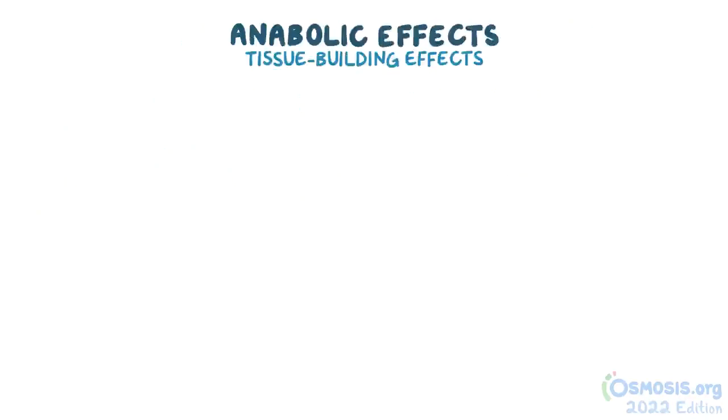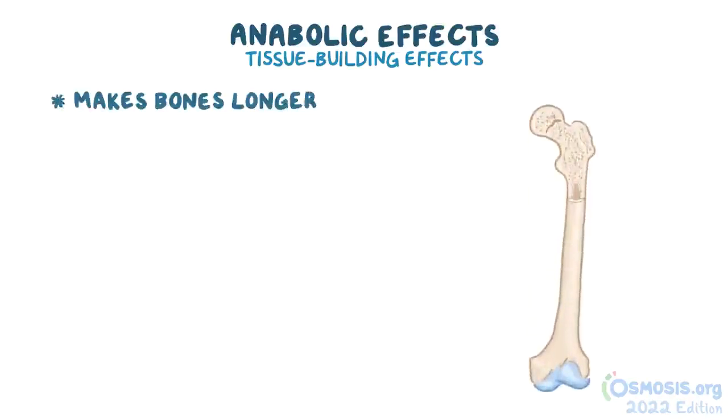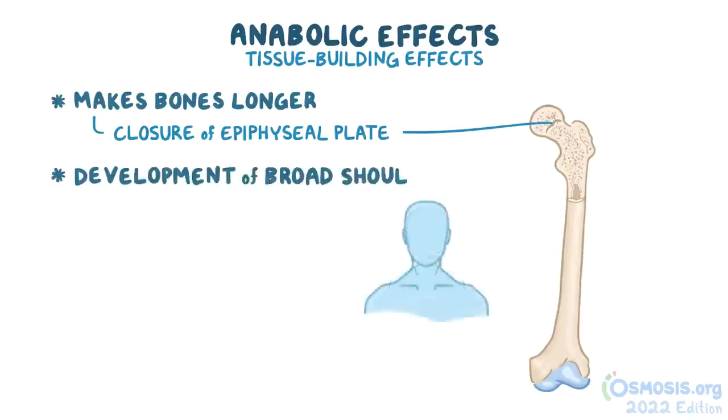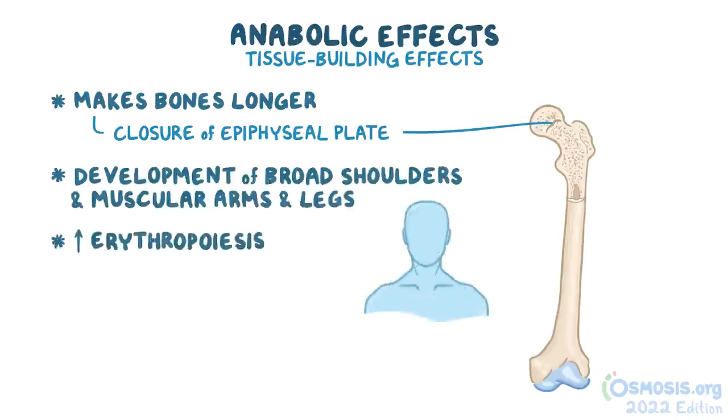Testosterone also has tissue-building effects, sometimes called anabolic effects. It contributes to the growth spurt in puberty by making the bones longer, while it is also responsible for the closure of the epiphyseal plate in late puberty. Other anabolic effects include development of broad shoulders and muscular arms and legs. Last but not least, testosterone stimulates erythropoiesis, giving men a higher red blood cell count than women.